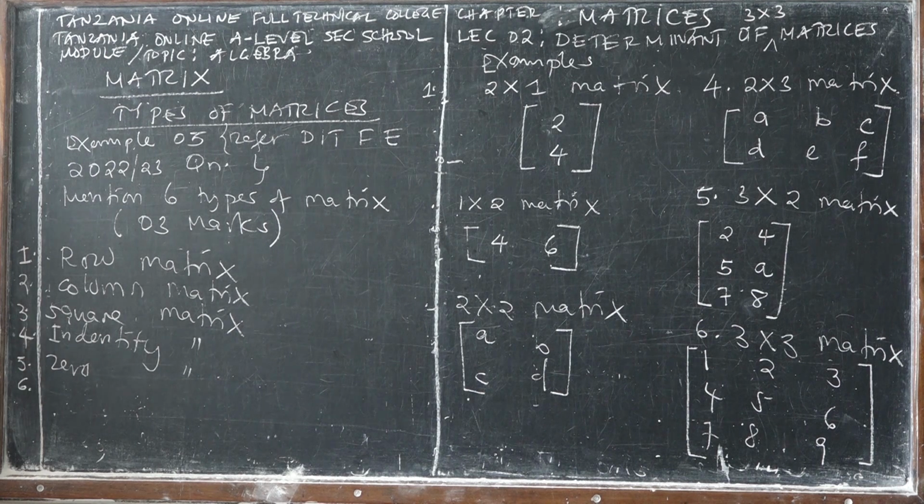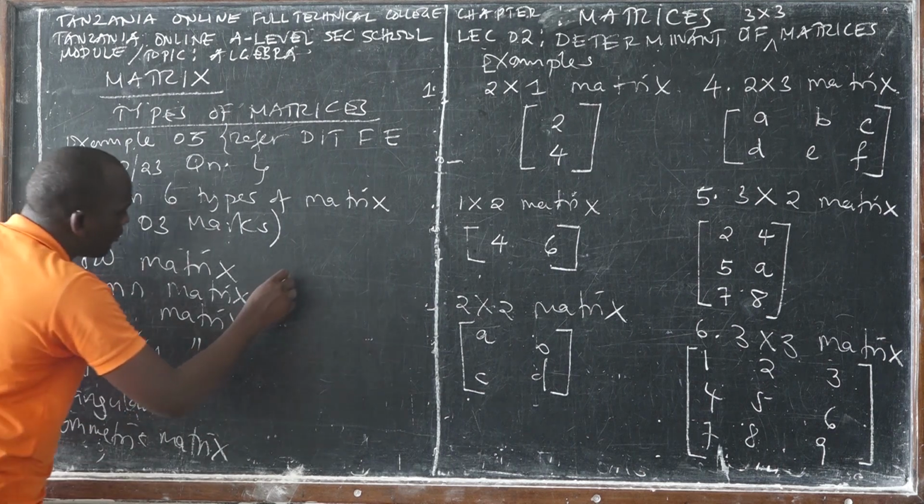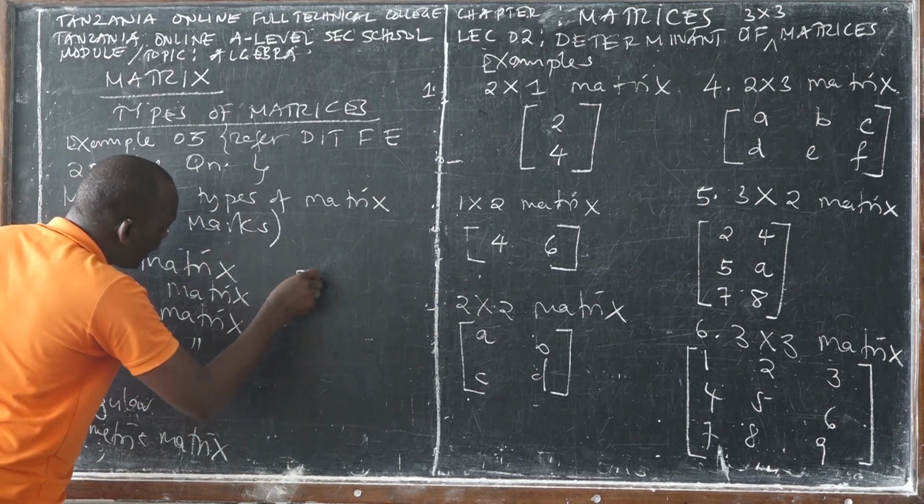And also we have the 6th type of matrix. We call it triangular matrix. Say triangular matrix. Then number 7, we call it symmetric matrix. All of these matrices have a meaning, and we apply a number of them in solving real life engineering problems.